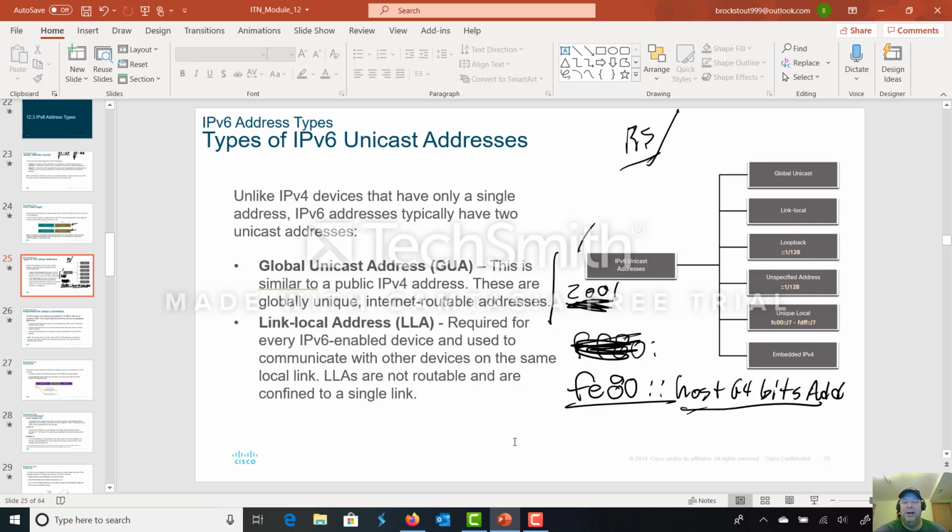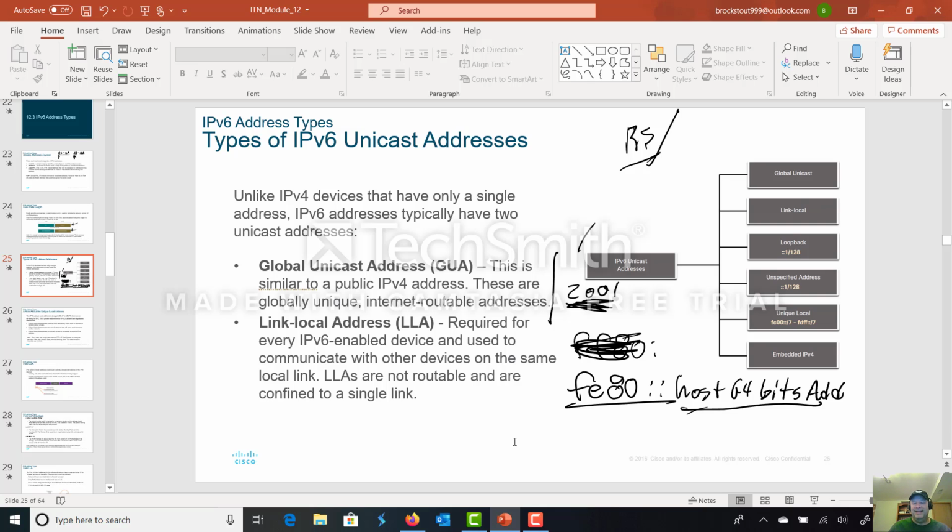Your link local address is what you're going to use to communicate to local devices. So what are you going to use to talk to your router? You're going to use your FE80 address. What are you going to use to talk to your other neighbors? You can use your FE80 address. So that's an address that you're going to have, and it's going to be used for local communication.